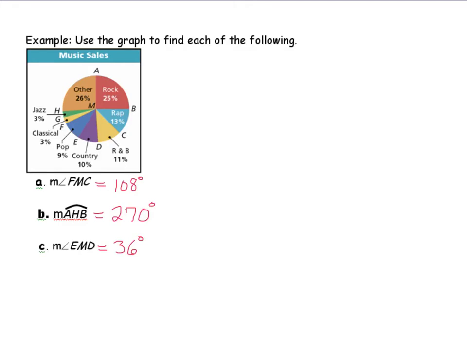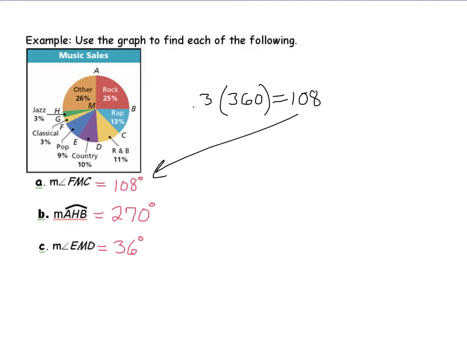All right, so taking a look at this one. If we start off with angle FMC, it starts from this blue over to this yellow. So I've got angle FMC, and I notice it covers three portions here. So we've got pop, country, and R&B. Now, we know pop is 9%, country is 10%, and R&B is 11%. If I want this whole angle, that means I want all of that. So if I took 9% plus 10% plus 11%, we're going to end up getting 30%. So if I did 30% or 0.3 of 360, that's how I get the 108. That's how I know my angle FMC is 108 degrees.